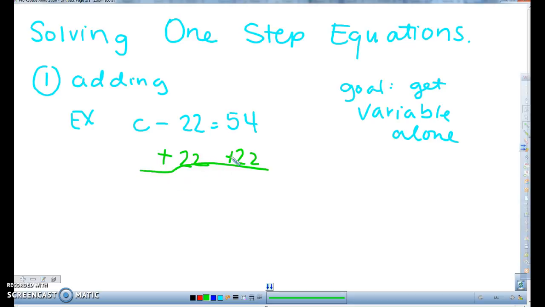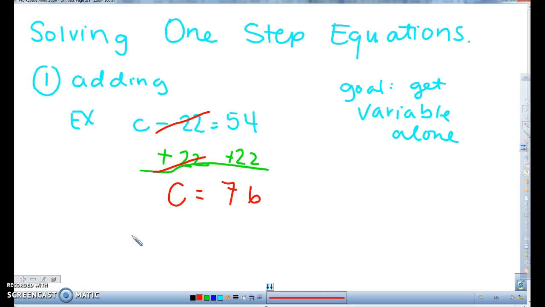That was just bad. I'm so sorry. So when we add down, a negative 22 and a positive 22 should cancel out, so that on this side we are left with c. Then we go ahead and add. 4 and 2 is 6, 5 and 2 is 7, so c is equal to 76.